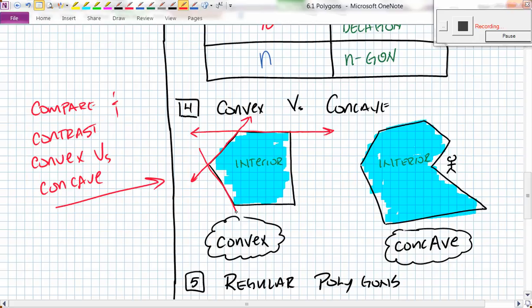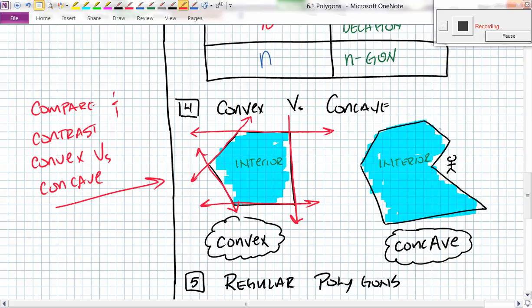This side stays outside. This side stays outside. And finally, this side stays outside. So if all of your sides, when you extend them, stay on the outside of the polygon, then it's called convex. Does that make sense? Now, do you see the difference about this other one over here?